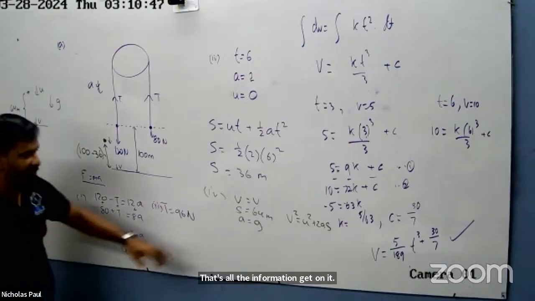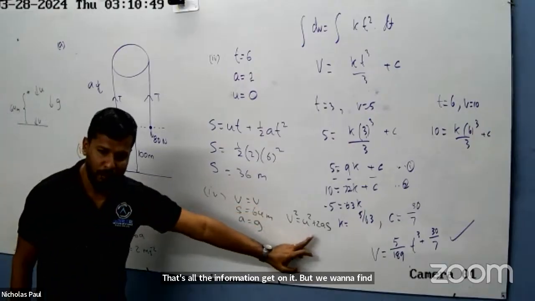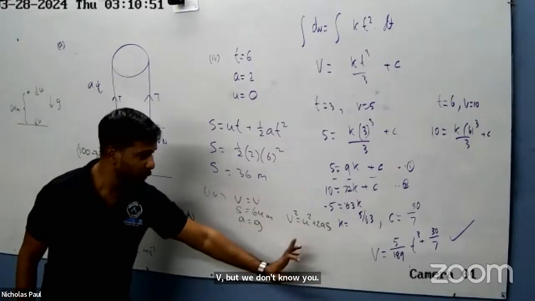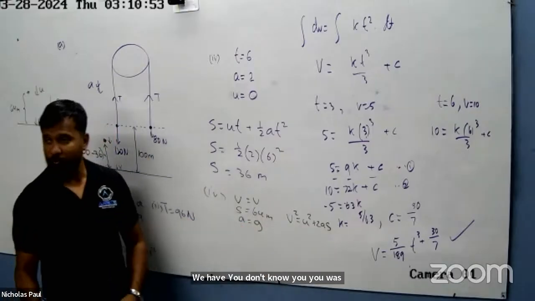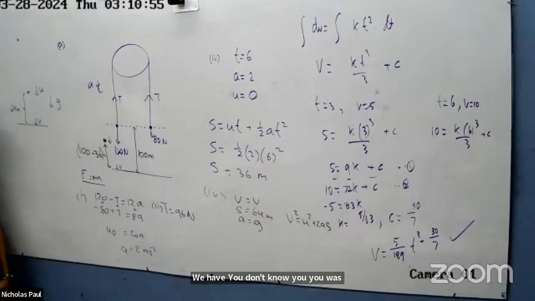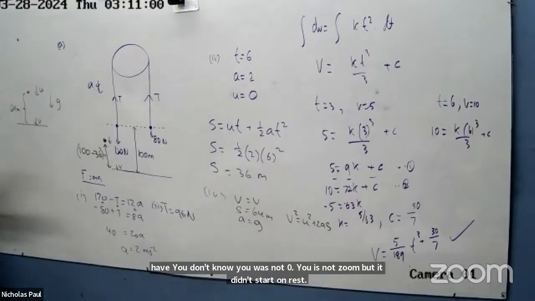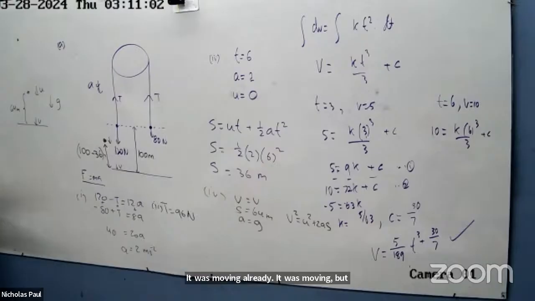But we want to find V, but we don't know U. We have A and S, but we don't know U. U is not 0, because it didn't start from rest. It was moving already, but now the string is gone. How do we get U from earlier? You tell me, how do we get U?